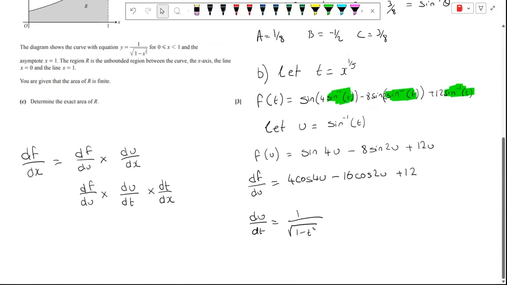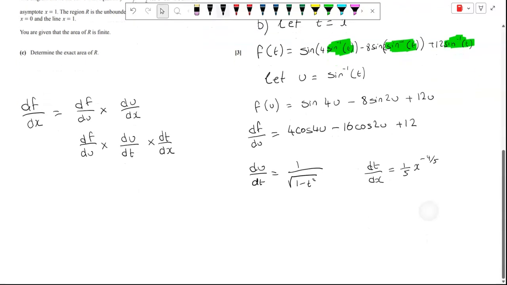I need my dt/dx. Well, I can get that too. I know that t is equal to x to the power 1/5. So dt/dx is 1/5 x to the power minus 4/5. And so what I have to do is get rid of all the t's and the u's and put all the x's back in, but I also have to multiply all my derivatives together.